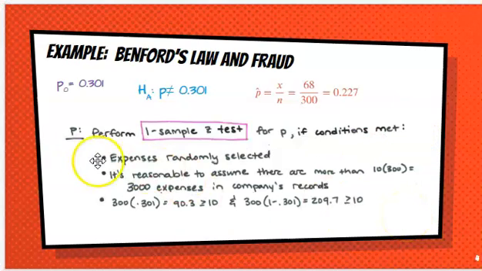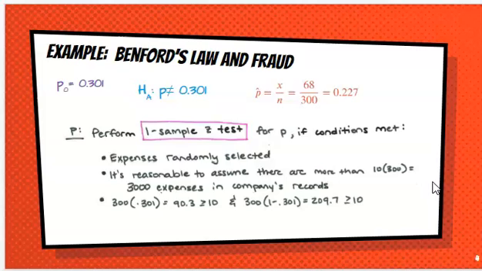All right, in the plan step, I need to indicate what test I'm doing. So I'm going to perform a one sample z-test for p if the conditions are met, and then I run them through the conditions. First, is it random? It does state in the problem the expenses were randomly selected, so that's satisfied. And then is it reasonable to assume that there's more than 10 times 300 or 3,000 expenses in a company's records? That is reasonable, so I show that they are independent, the sample is independent.